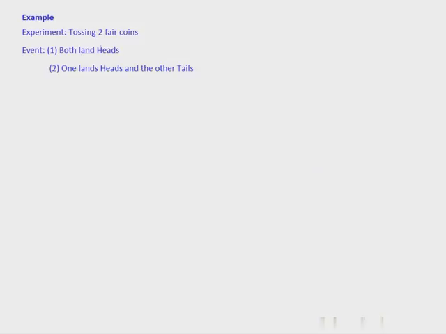Let's move on to a slightly more complex experiment. We're tossing two fair coins. So I'll quickly list the outcomes. Head, head, head, tail, tail, head, tail, tail. Of course, you know all this because you've already studied permutations and combinations, and our lectures on that topic have covered all these examples.